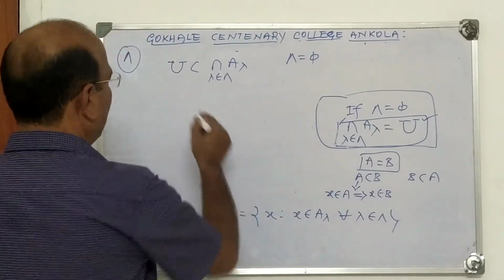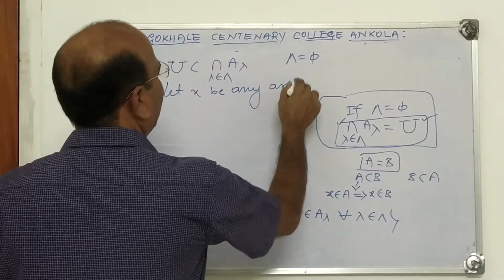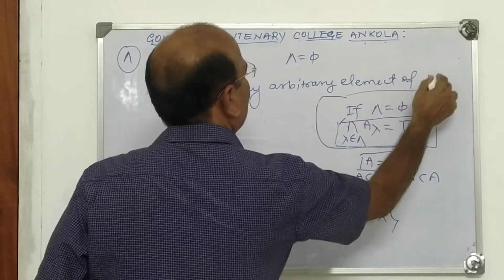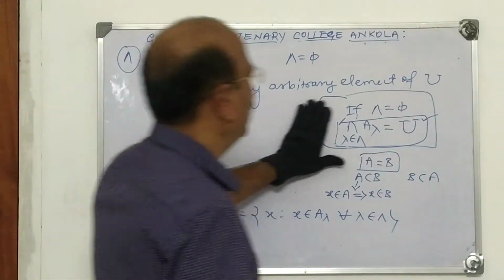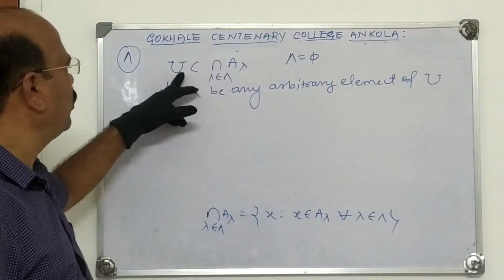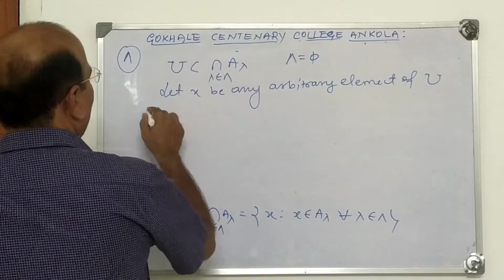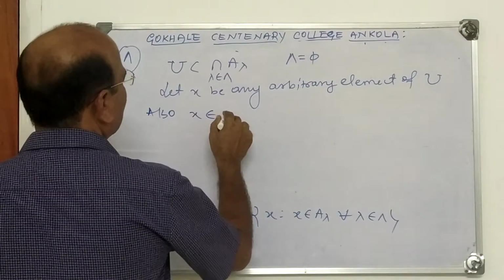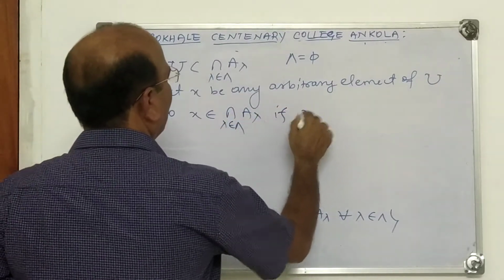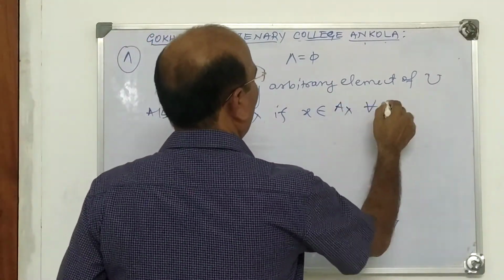For that, let X be any arbitrary element of U. Any arbitrary element of U. What do we have to prove now? We are proving U is contained in this. For that, we take X to be any arbitrary element of U. Also, X belongs to the intersection of A lambda, lambda belongs to lambda, if X belongs to A lambda for all lambda belongs to lambda.